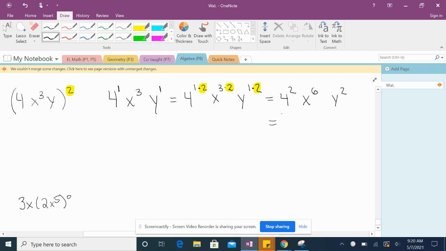And now 4 squared is the same as 4 times 4, which is 16.